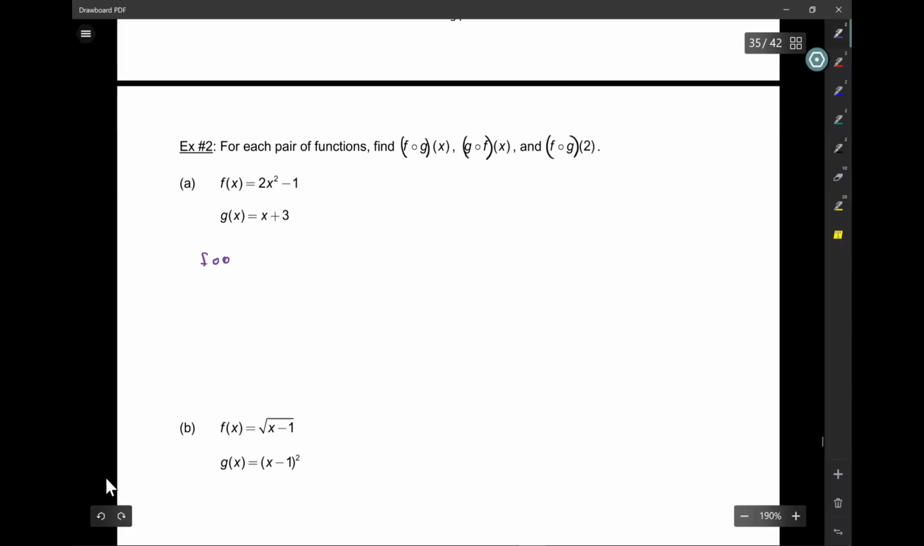So if I want f of g of x, I want g to go into f. Is that right? So g is going to go into f. So that's going to be 2 times x plus 3 squared minus 1. So that's going to be 2 times x squared plus 6x plus 9 minus 1. 2x squared plus 12x plus 17.